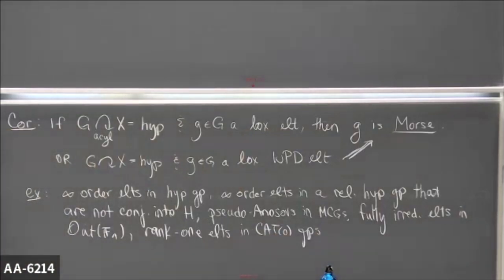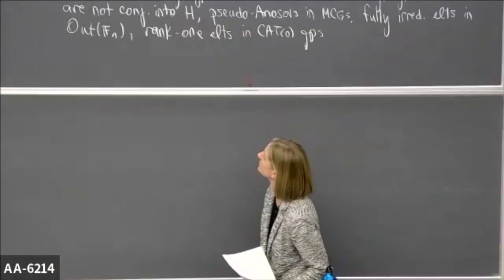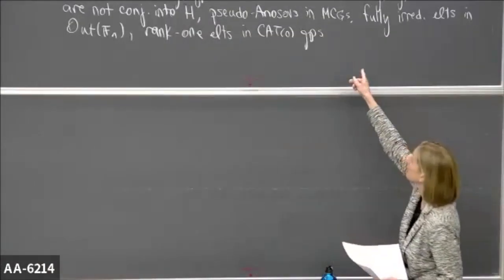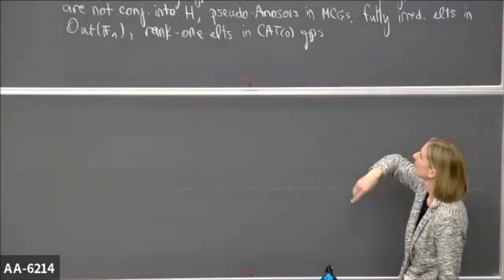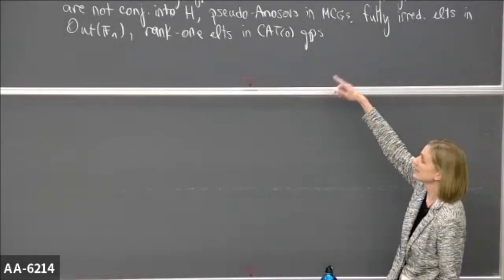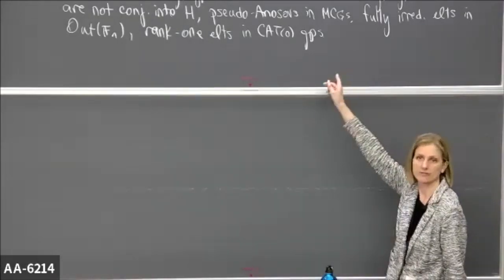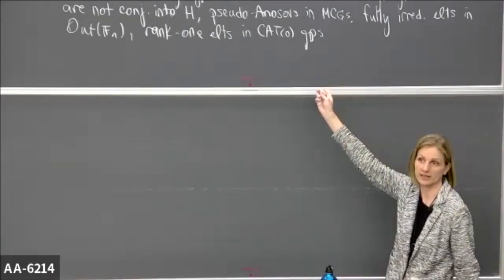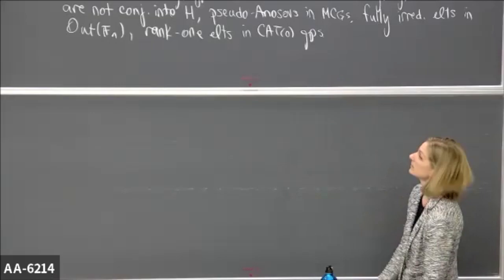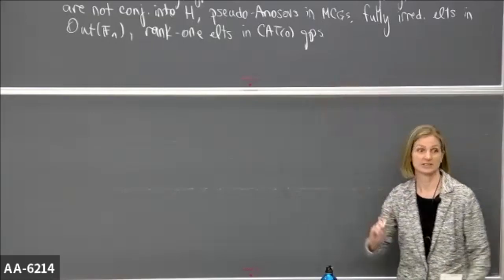All of these are immediate consequences of the theorem and corollary. This is not necessarily the first proof that these elements are Morse in some of the cases. For some of these, for example, in mapping class groups, these are exactly the Morse elements. Those are all of the Morse elements that are in the group. Any other element is not Morse. That's not true for everything on the list.